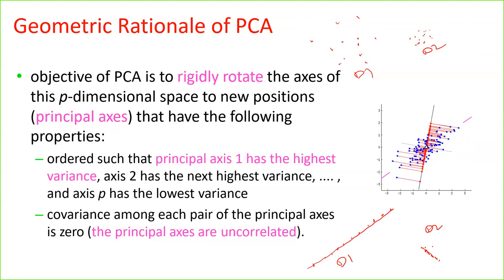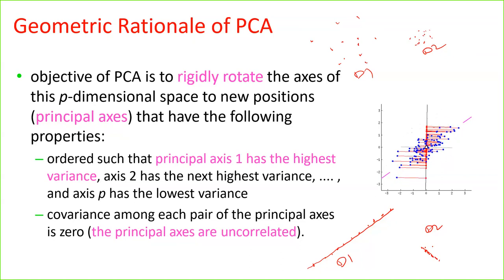Now coming back to the objective of principal component analysis, what it does is rigidly rotate the axes of p-dimensional space to new positions such that it has the following properties. There are two properties. It orders the principal axis 1 as the highest variance, principal axis 2 as the next highest variance, and so forth. And the covariance among each pair of the principal axes is 0.